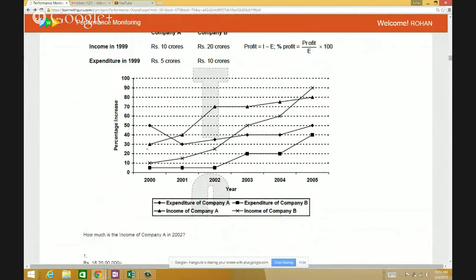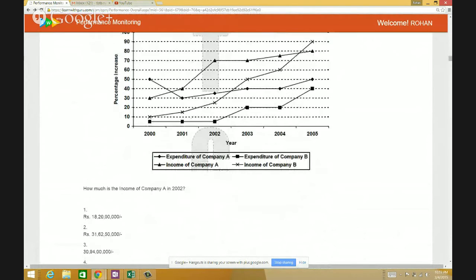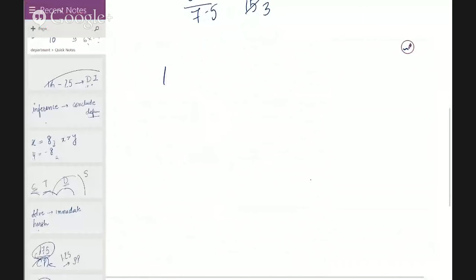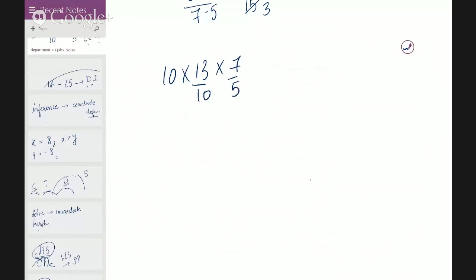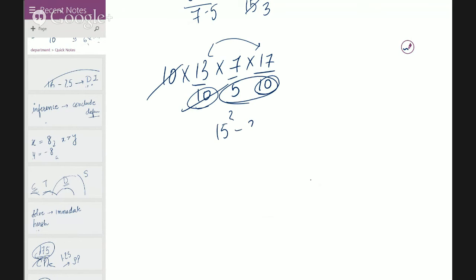So 30, 40, and 70. You'll actually have to multiply and check. Okay, so I'll just do it. Income of A is what, 10. So it goes by 30, 40, and 17. Okay, so this is basically 100. Okay, so there's 50 left now. Precisely, just have to multiply 13 and 17. So 13 times 17 is 15 square minus 2 square, which is 221.